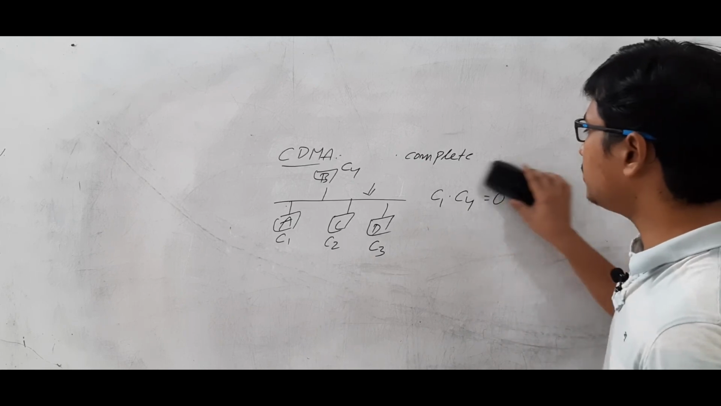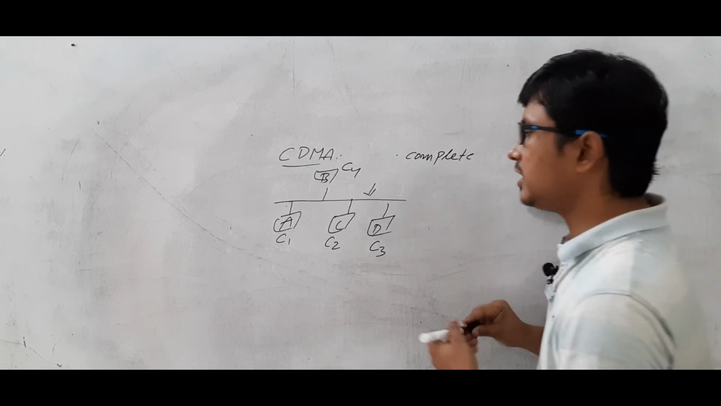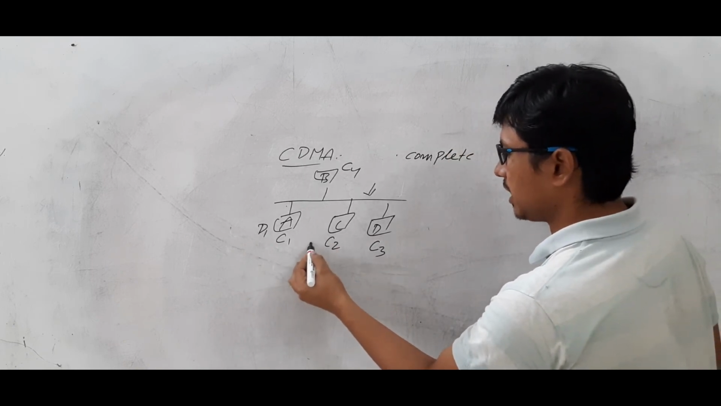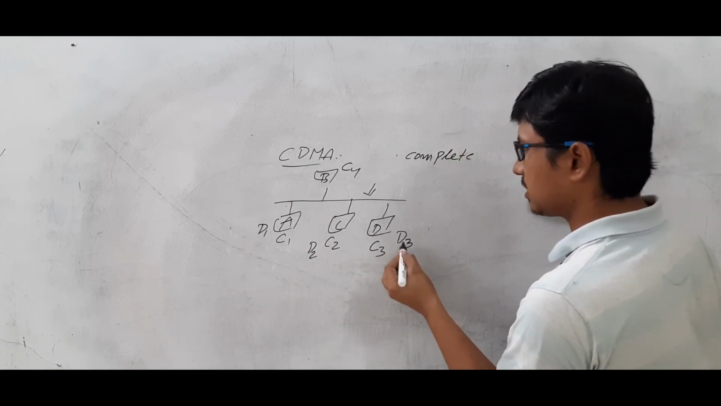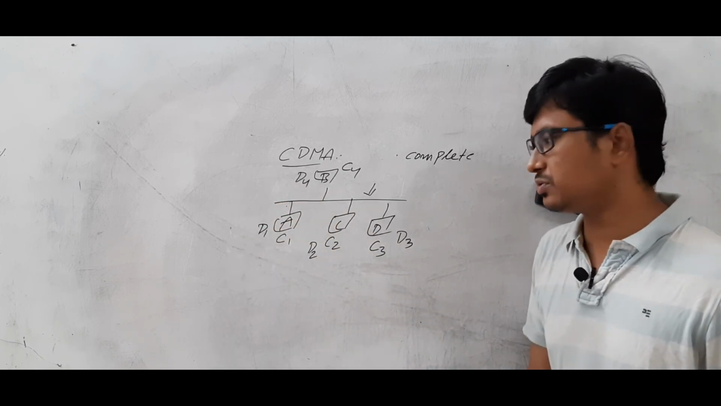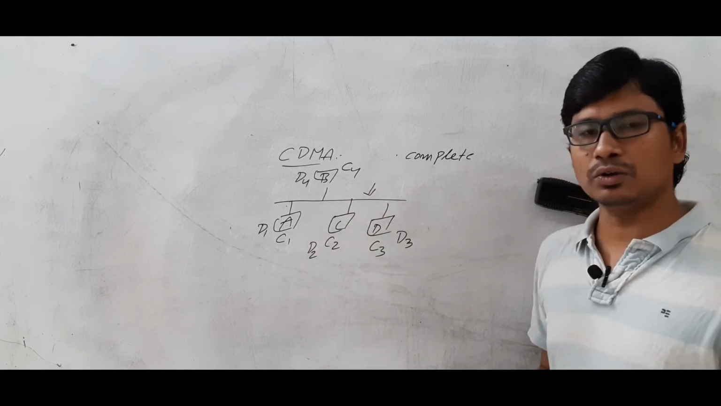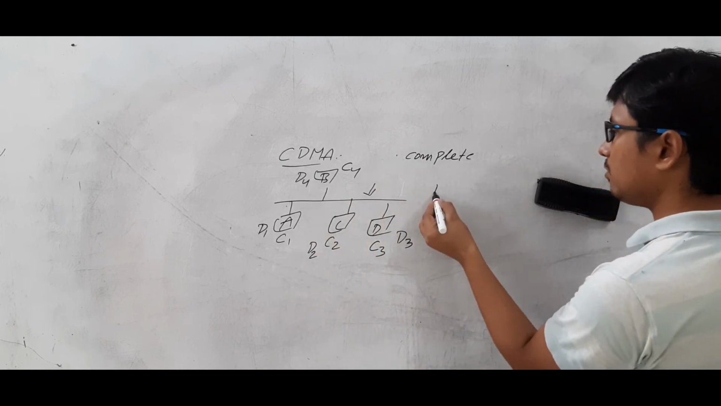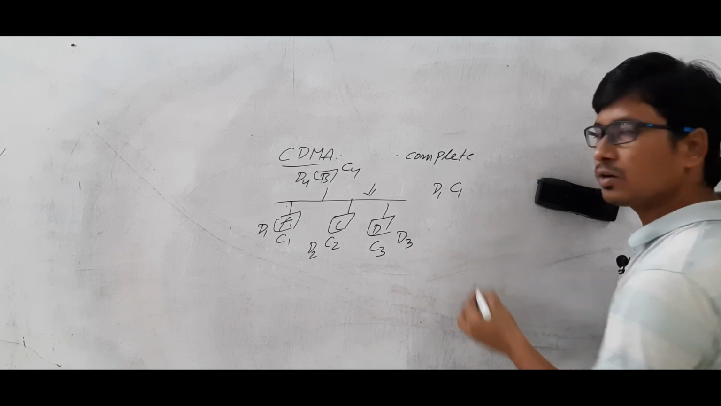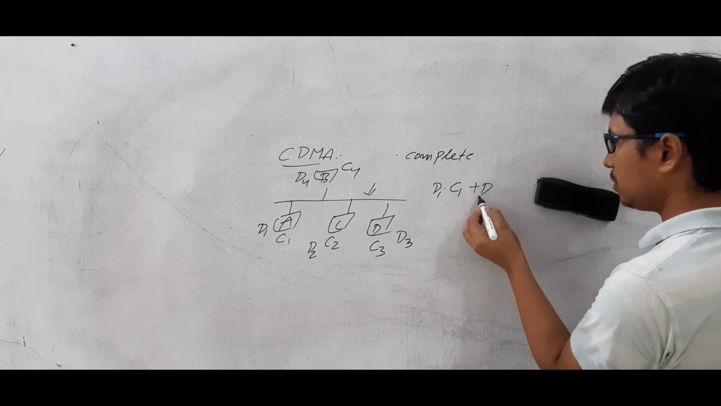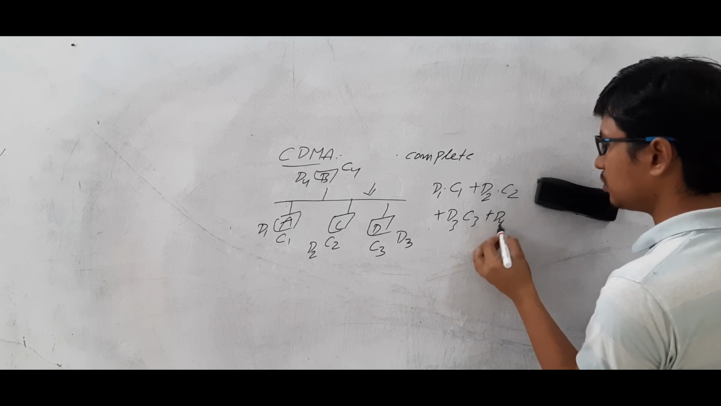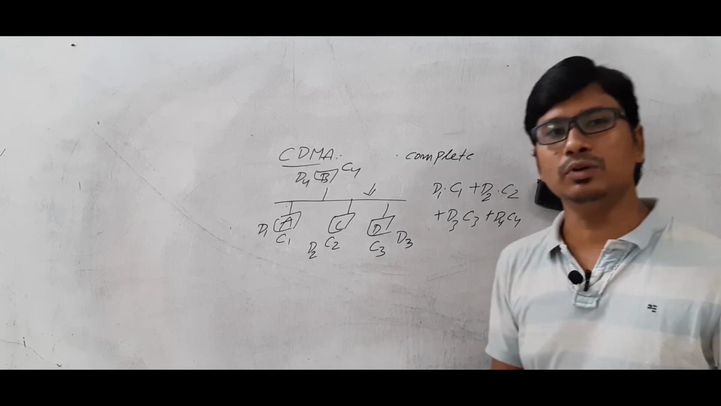Okay, now how will the data be transferred? Now let's take that node A has a data D1, node C has a data D2, node D has a data D3, node B has a data D4. Then how will they be transferred at a single time? If they all want to transfer at a particular time, then data will be transferred as D1 multiplied with its code plus D2 with its code, D3 with its code, and D4 with its code. It will be sent such a way that there will be no collisions.